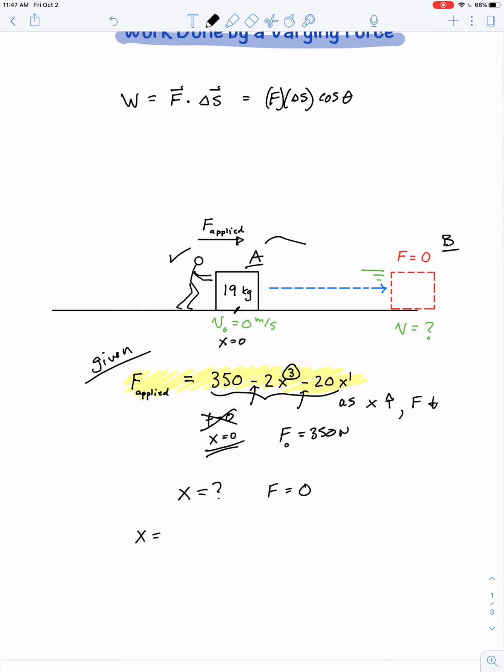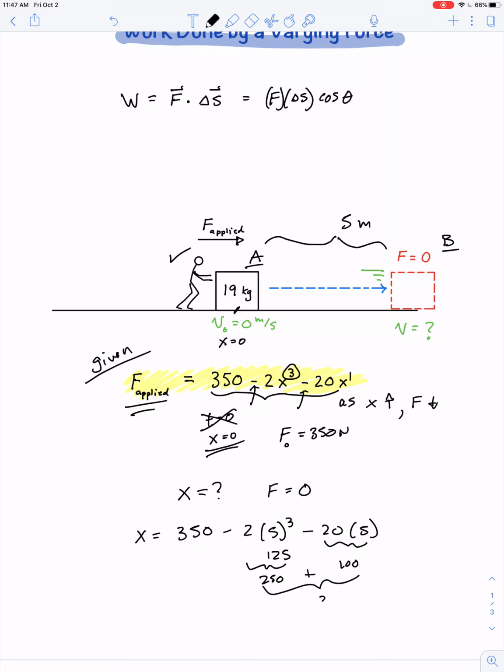After it's been pushed a distance of 5 meters, I think you'll see that the applied force is then 0. Let's plug in and verify. So 350 minus 2 times 5 cubed minus 20 times 5. Let's see, 5 cubed is 125, and 2 times 125 is 250. 20 times 5 is 100. So 250 plus 100 gives us 350, and sure, 350 minus 350 would be equal to 0. So that's exactly the case.